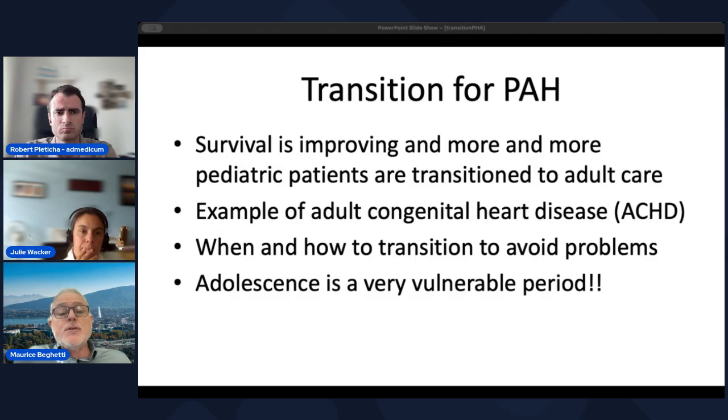So, as I told you, survival is improving. And now the question is when and how to transition to avoid problems. And we have to remember that adolescence is a very vulnerable period. Usually you reject your disease, and this is when you start to transition. So that's quite difficult. And the main problem, and we will discuss that, is loss of follow-up. That means that they are not transitioned, they do not follow the transition, and they will not attend the adult clinic. And this is a big problem, more in congenital heart disease than in pulmonary hypertension.